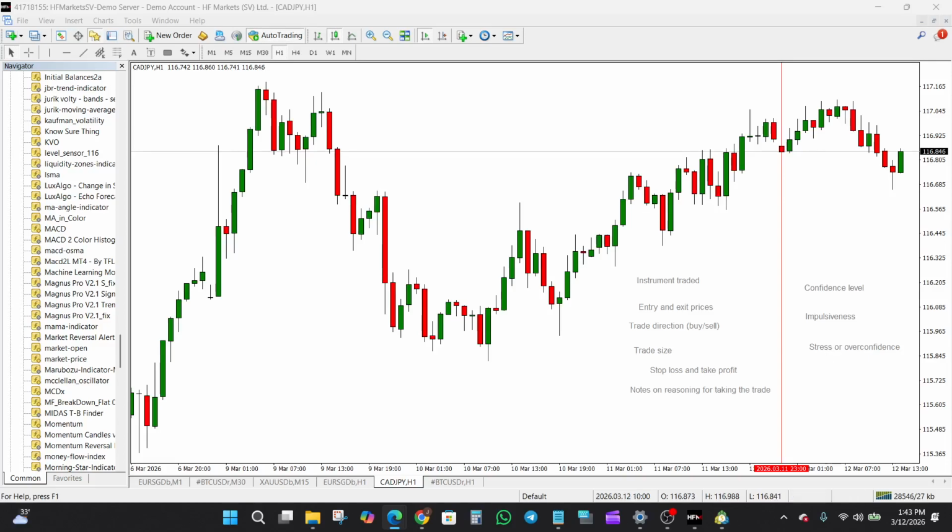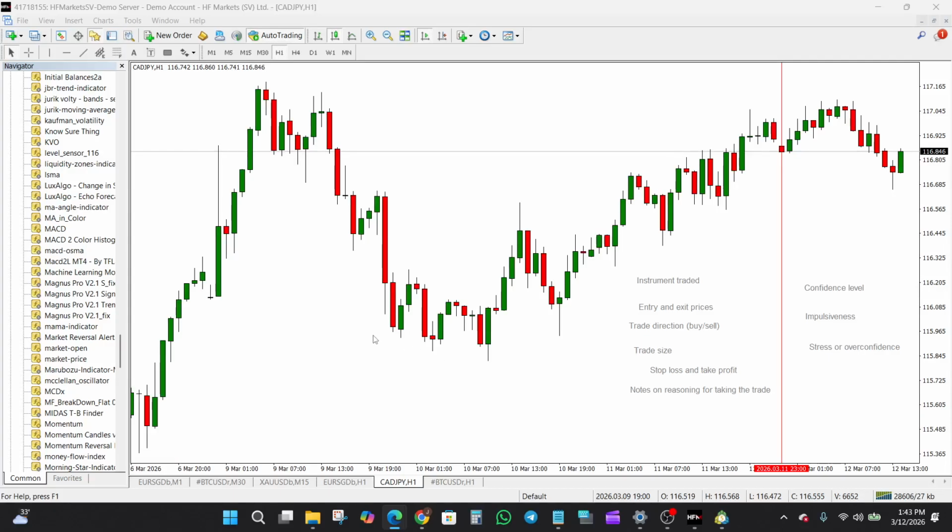And then the fourth step is to analyze your results. Periodically review your journal. Identify winning and losing patterns. Check your adherence to your trading plan and also evaluate your risk management efficiency. This helps refine your strategy and improve discipline over time.